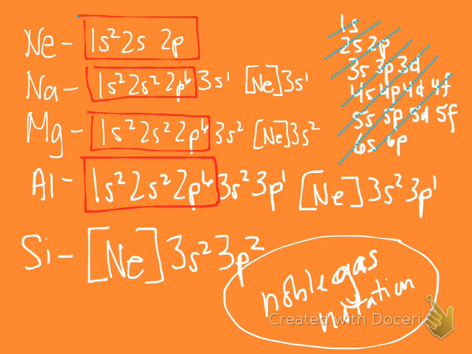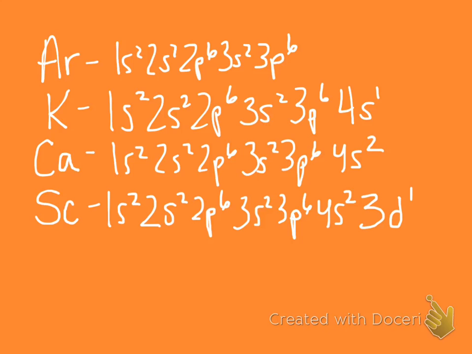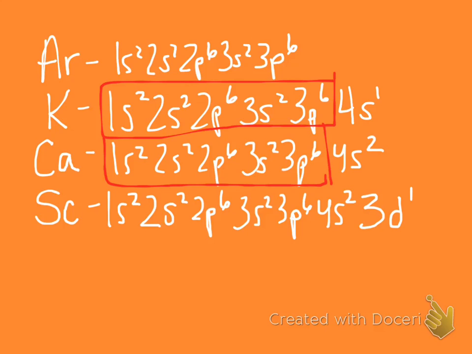So let's do another little example here. Write the electron configuration for argon and potassium, calcium, and scandium. Okay, so you've got all these written out. Do you see argon hiding in any of these? Yes. In all of them. There's argon, there's argon, there's argon.